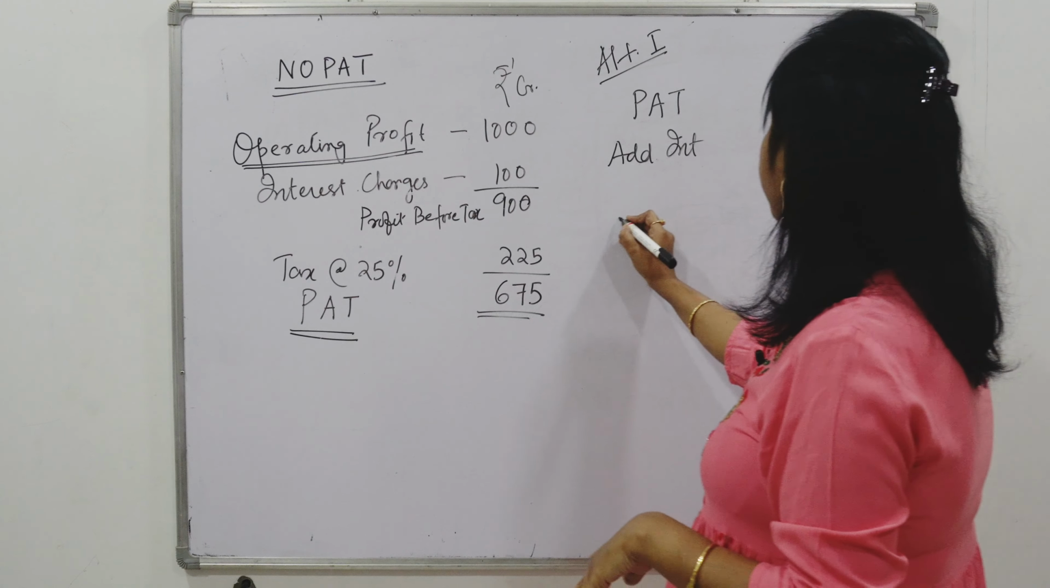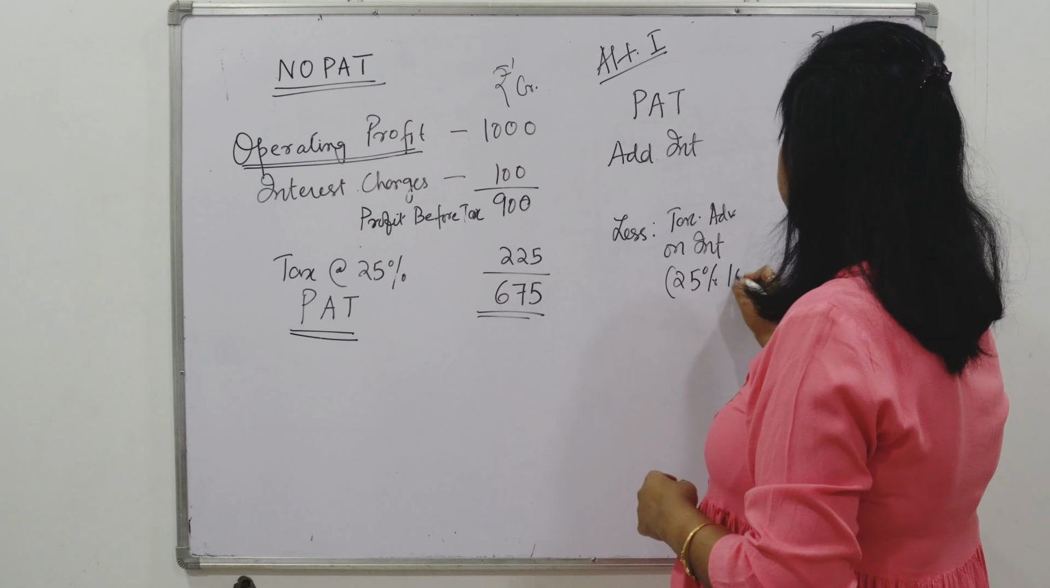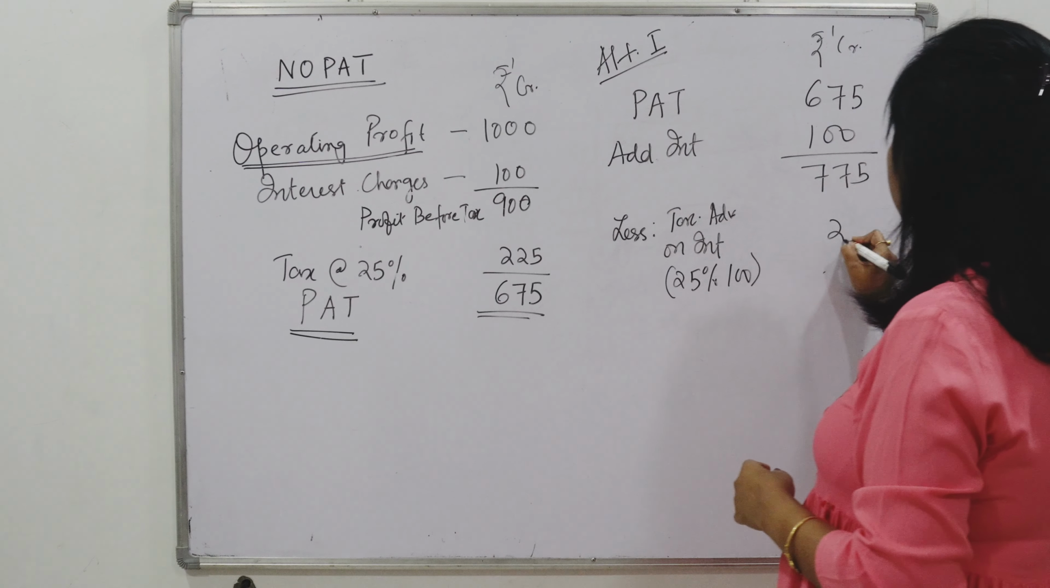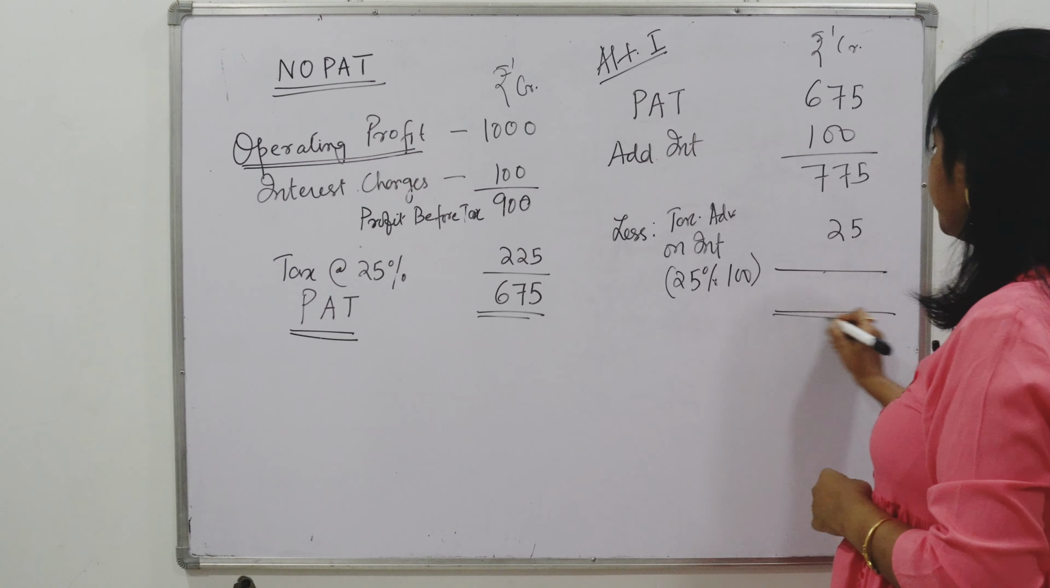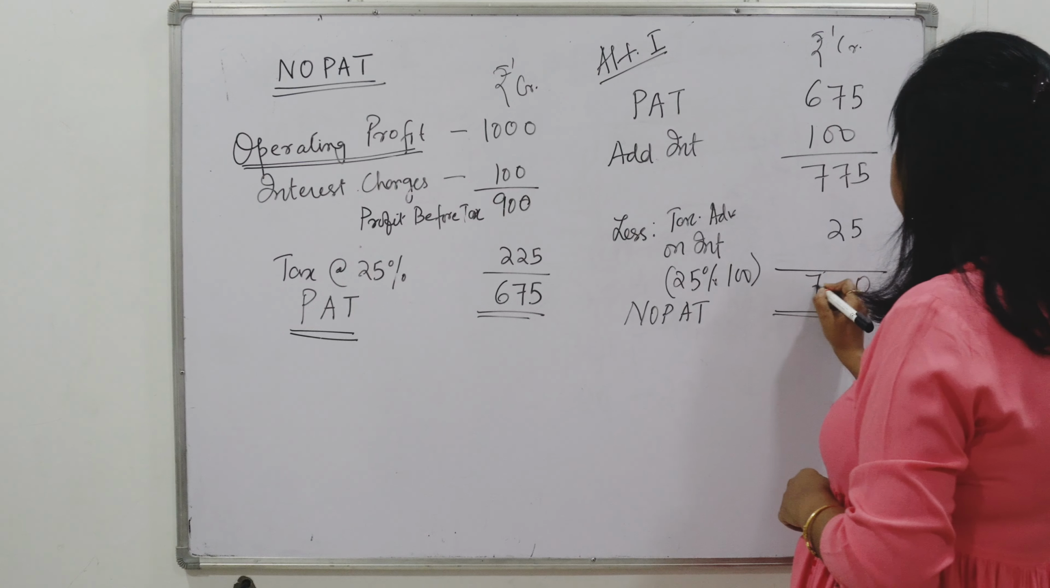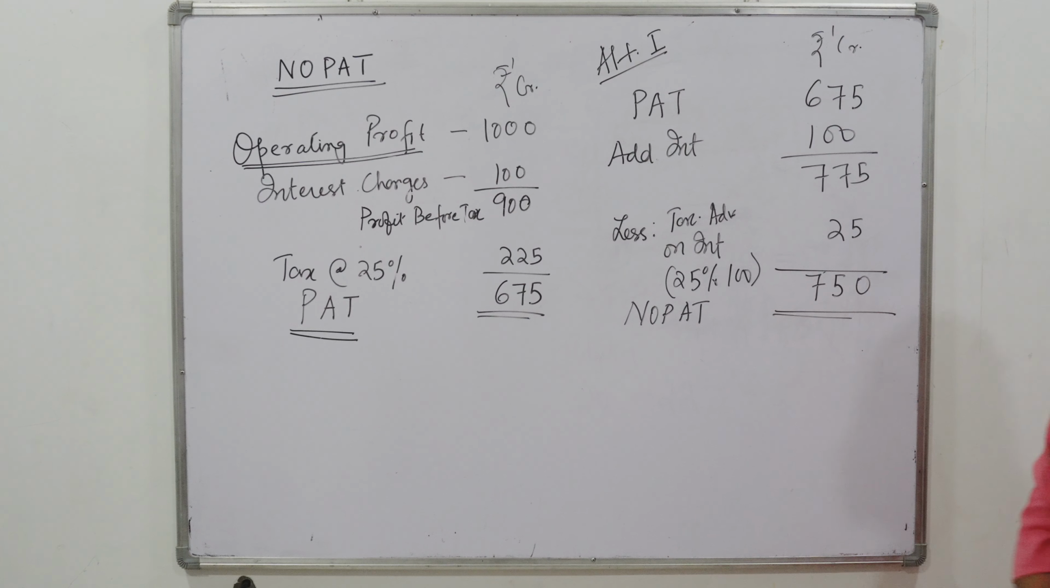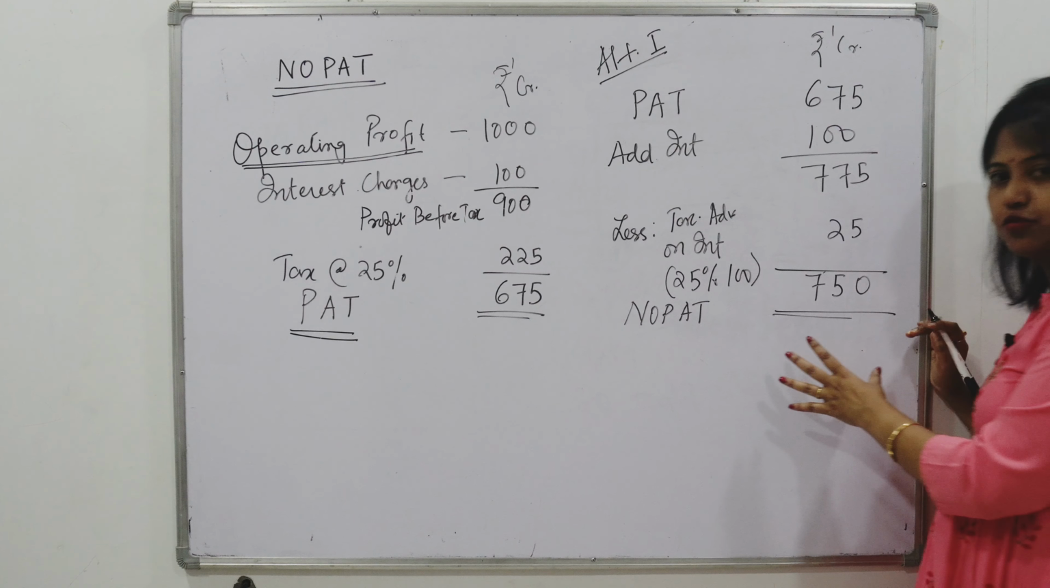on interest. Because I have charged interest, that's why my tax reduced. Now that I am not charging interest, my tax burden should rise. So on the additional amount, how much? 25% of 100 rupees. So 25% of 100 is 25. Now what you get is known as the net operating profit after tax. So that will be 750. So this is my NOPAT calculation under alternative 1.